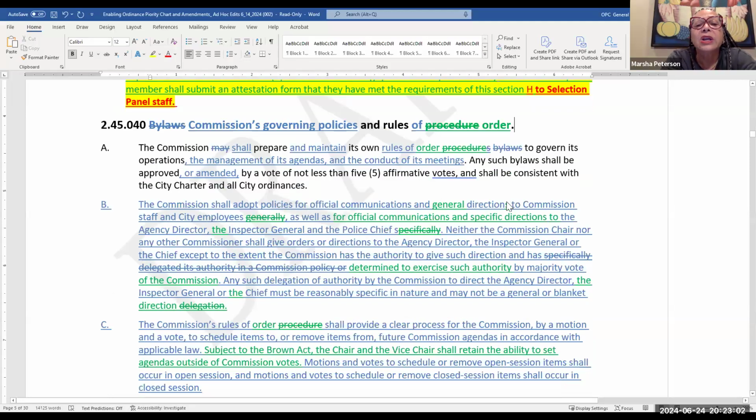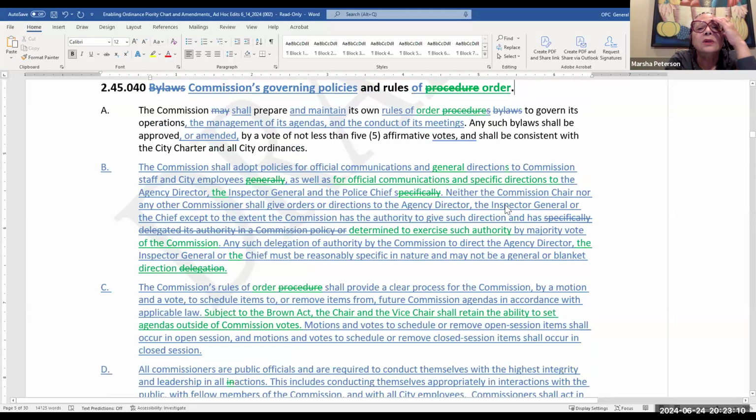2.45.040, commissions governing policies and rules of order. Okay, let's see if we're okay with this section as you read it.